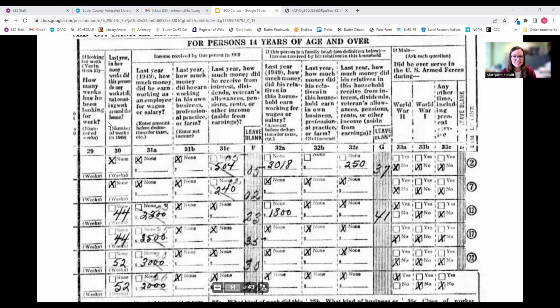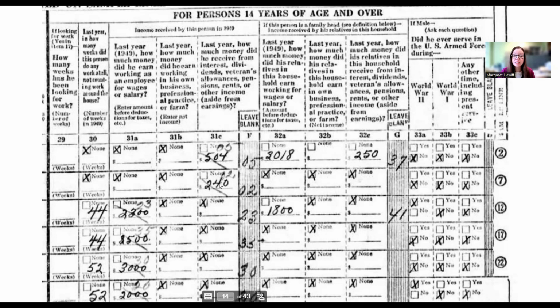If you were selected for sampling at the bottom, you are also asked how many weeks in the previous year you had worked. So here are 2 people who had worked 44 weeks out of the last year and 2 who had worked the full 52. They ask in 1949 how much money you earned in your salary, as well as any additional revenue from interest, dividends, veterans payments, pensions, rents, etc.